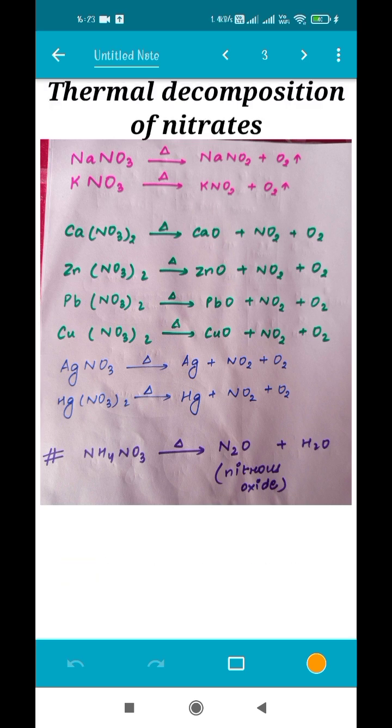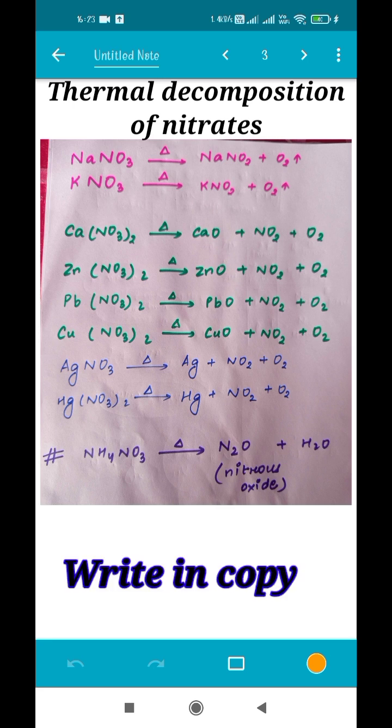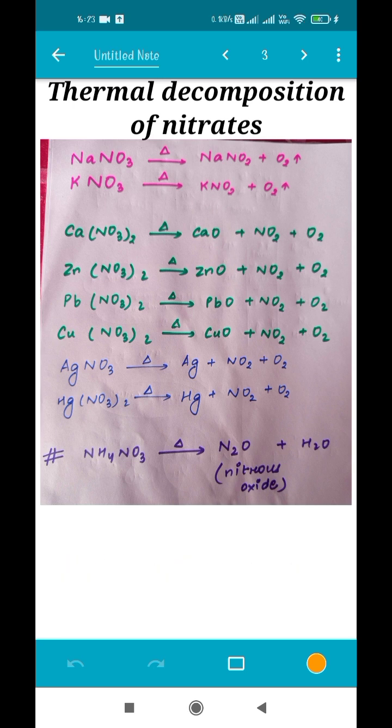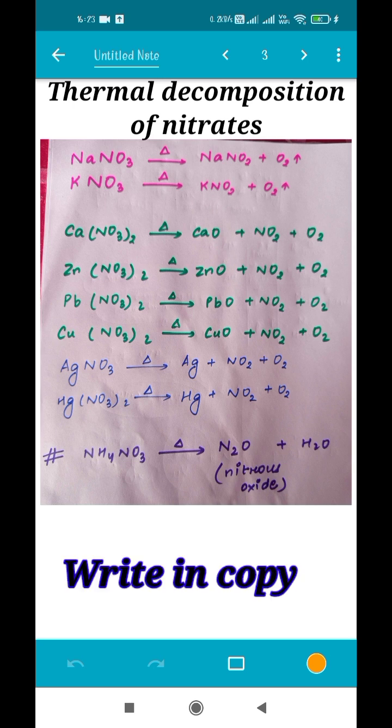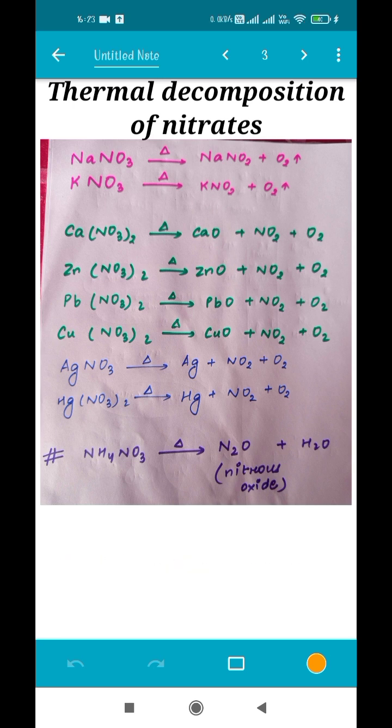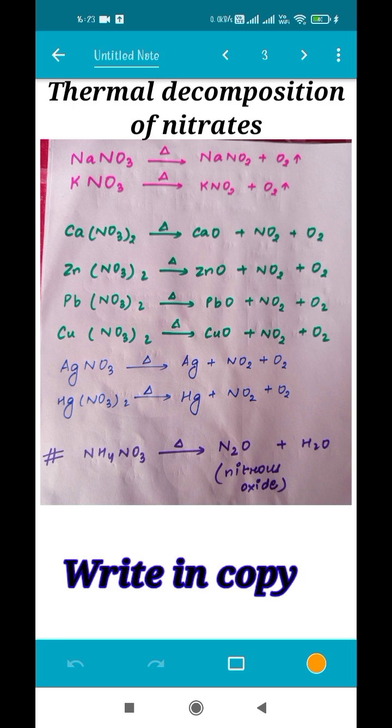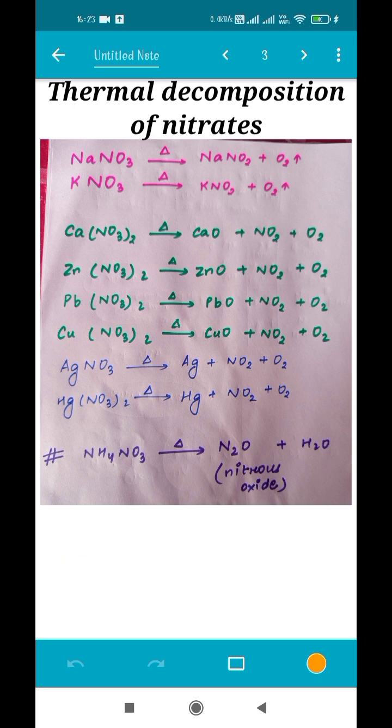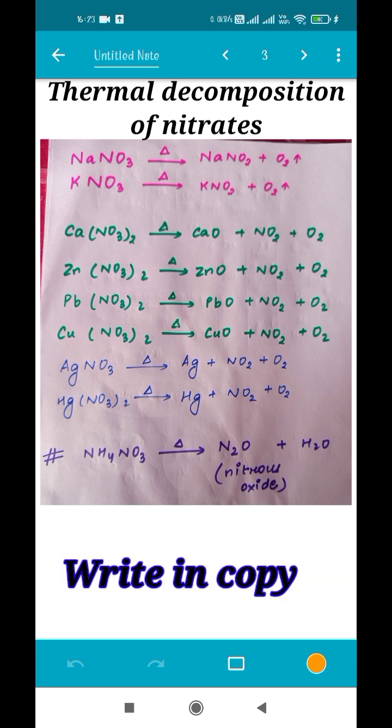So in case of sodium and potassium, it is producing one type of product. In case of calcium, zinc, lead and copper, it is producing one type of product. In case of silver and mercury, it is producing one type of product. And for NH4NO3, ammonium nitrate, it is completely different. So that's why I have used different colored sketch pens to mention their differences. So when sodium nitrate and potassium nitrate are heated, we will get nitrite, so NaNO2 or KNO2, and along with that oxygen gas will be released.